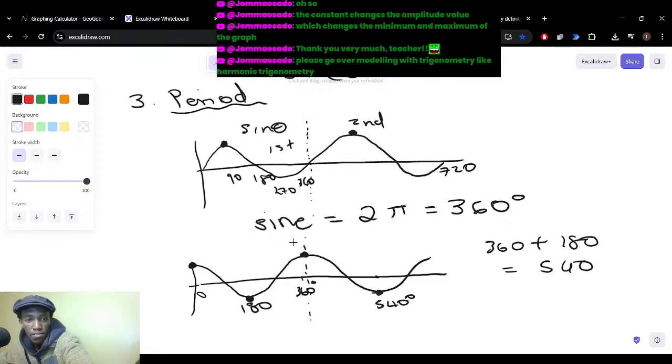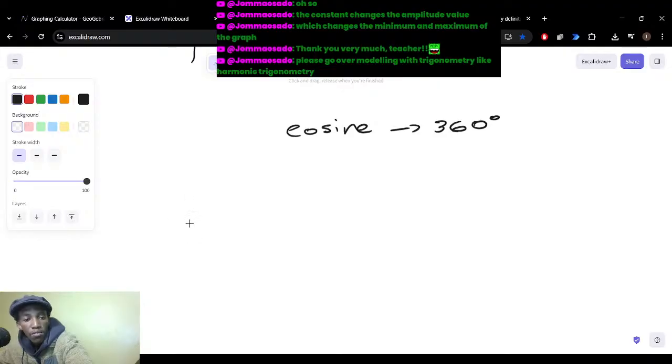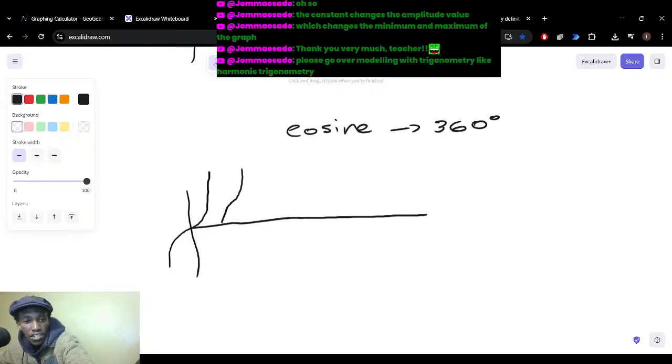So what about cosine? That means its period is 360 degrees as well. But what about the tangent, the tan? So it's sort of hard to write. Yeah, so this is a graphical depiction of a tan. No, it's not accurate, guys.